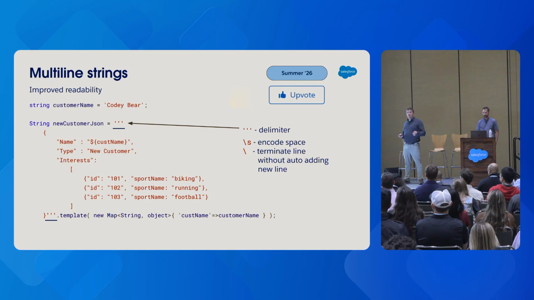If you did not wish to have that new line character encoded, you can terminate the line with a backslash, and that will suppress that trailing new line character. Also, it strips white space from the end of the strings. If you wish to keep extra white space, you can use the new \s, which is an encoded white space, to keep that white space at the end of the string.